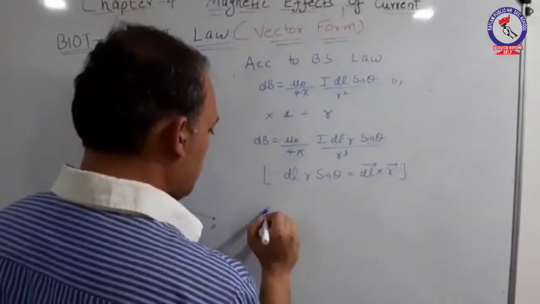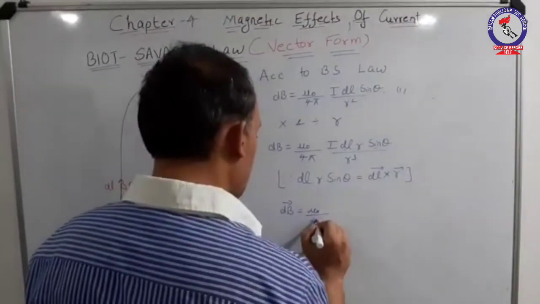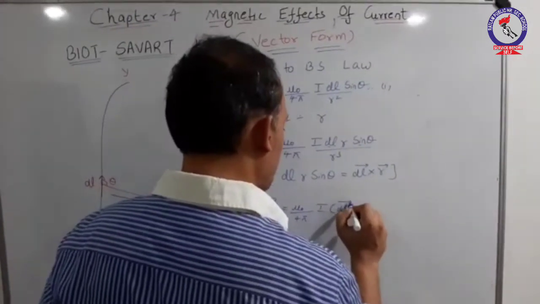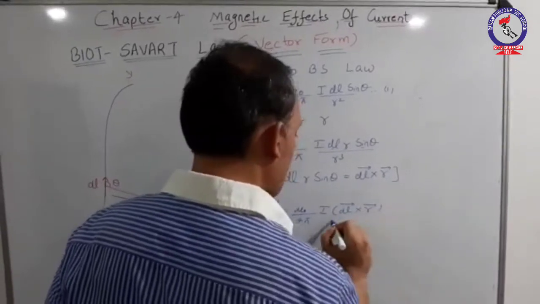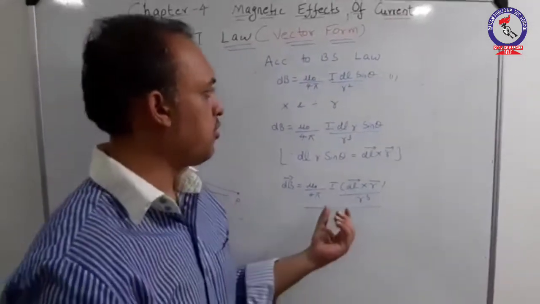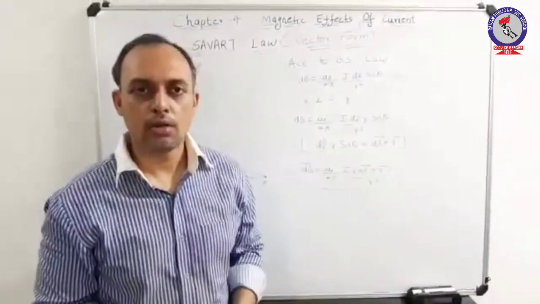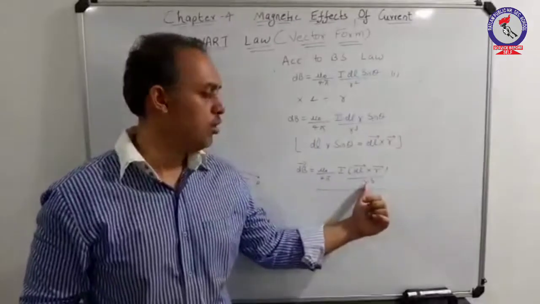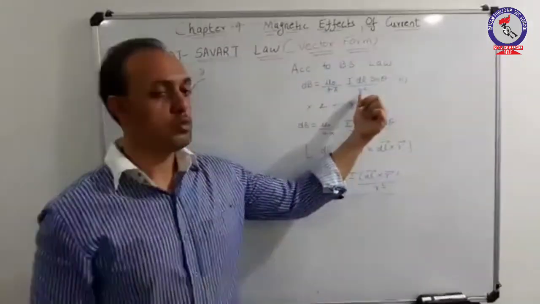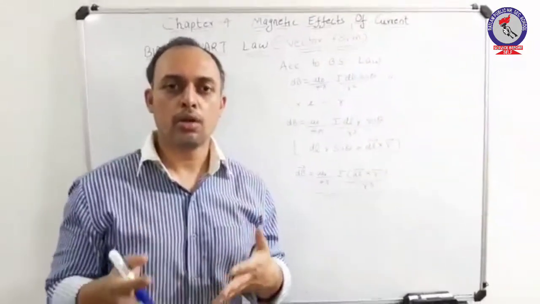Substituting this in the relation, we have dB equals mu naught upon 4 pi, I dl cross r by r cube. This is the expression of Biot-Savart law in its vector form. It is a bit different from that derived in the scalar form, as in this case you can observe the third power, the cube of the distance, while in the scalar form you have the square of the distance. So these are the basic things to be noted down while you are converting the scalar form into its vector form.